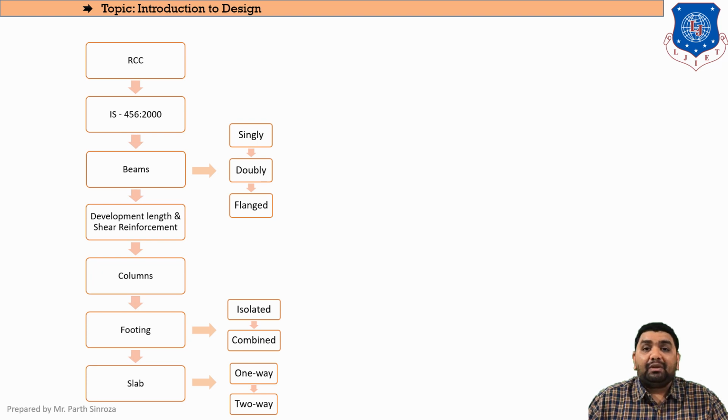According to GTU, the whole syllabus is divided into two parts, that is RCC and steel, and the weightage for each is 50% and 50%. So this was the 50% content of our entire syllabus.